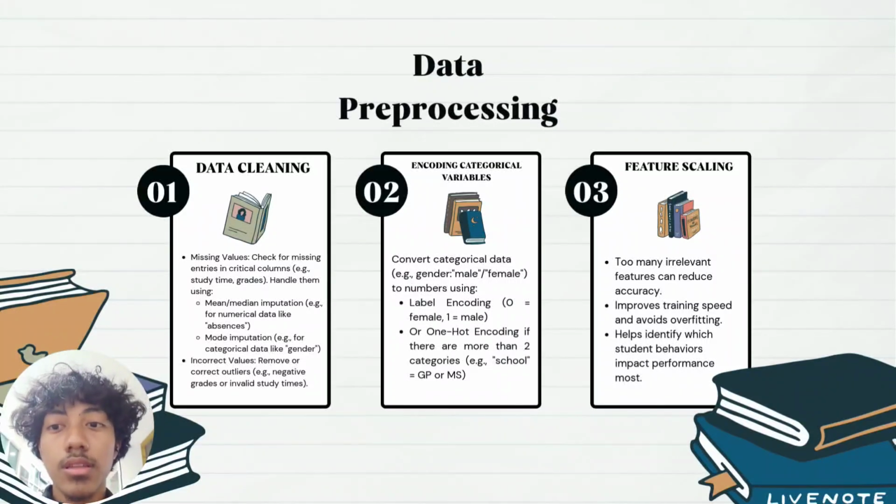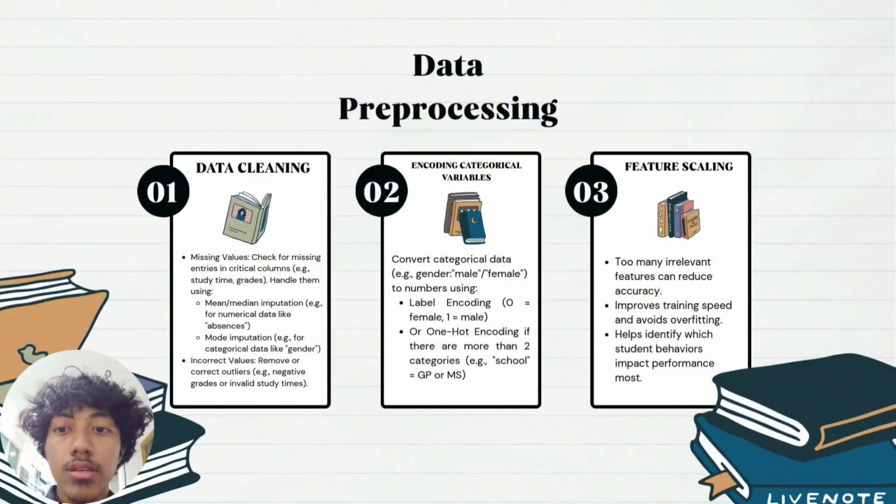The first is data cleaning. We fix any missing or incorrect values. For example, if the study time or grade column has blanks, we can fill them using the average or the most common value. We also remove invalid data like negative grades, which would cause wrong predictions.